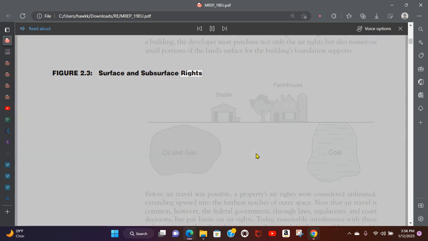Subsurface rights. Farmhouse, stable. Oil and gas, coal.